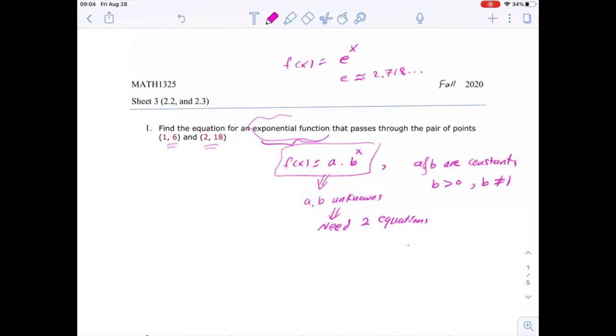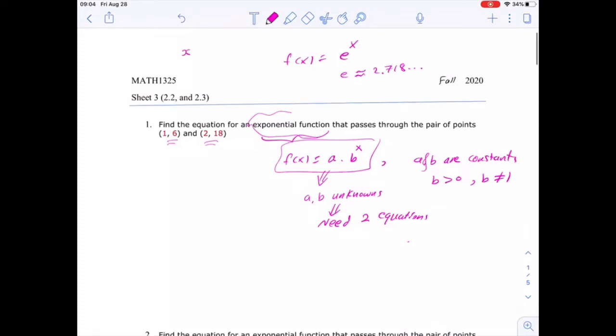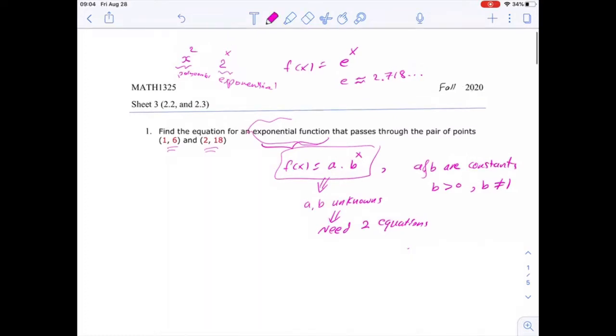So it's a constant. The difference between this and what we learned in polynomials is that a polynomial has a variable raised to some power, but here we have a constant raised to a variable power. That's the difference between exponential and polynomial. Okay, now we want to solve our problem here to find an equation for this exponential function.